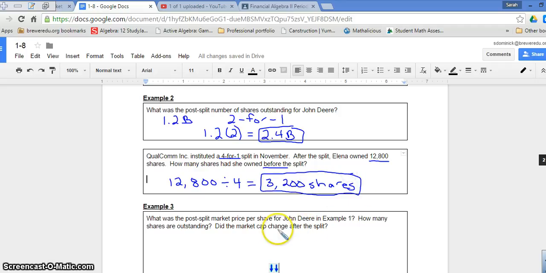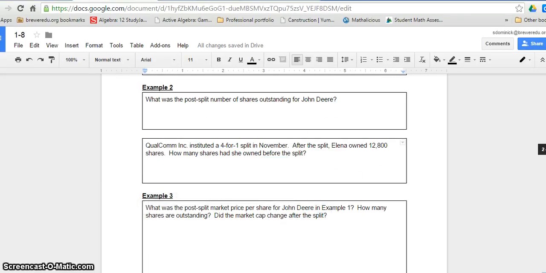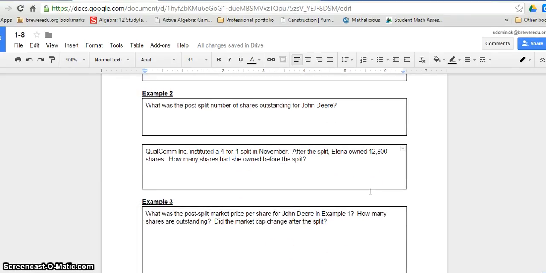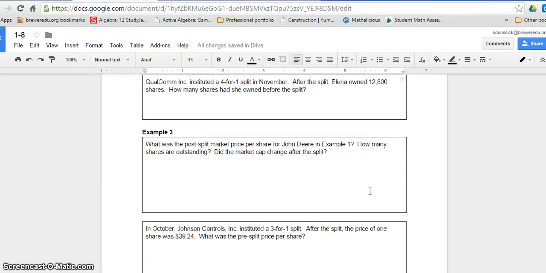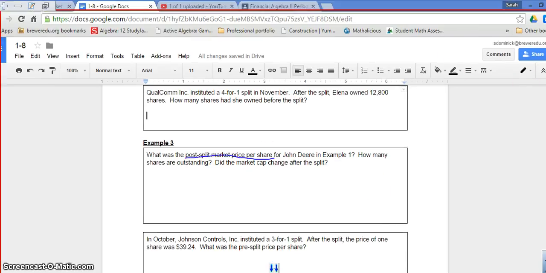Down below it says, what was the post-market price per share for John Deere in example 1? So again, it's kind of a pain to have to go back and forth. I get that. If you're looking at this, to see both example 3s, maybe make it a little bit easier. Okay, sorry, I'm going to start example 3 again.